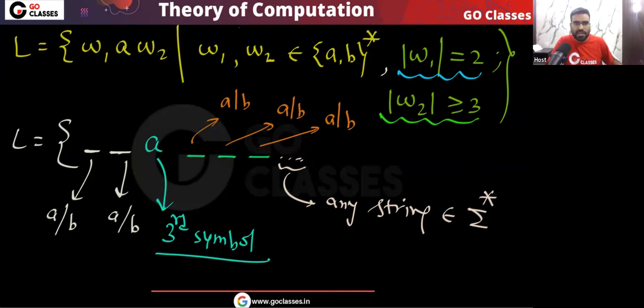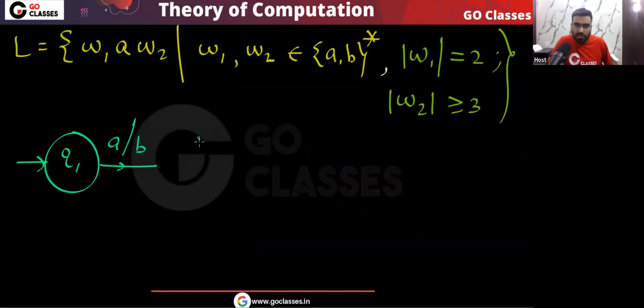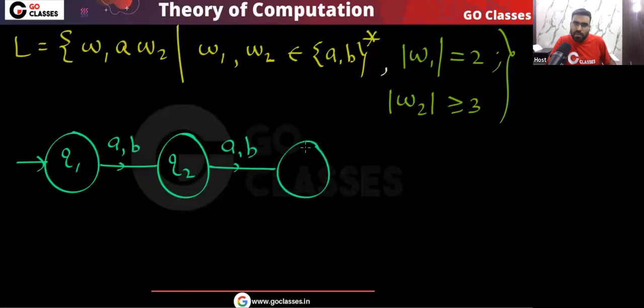Now, once you understood this idea, you can easily create the DFA. So the DFA will be like this. This is the initial state. In the initial state, remember, the third symbol must be A. The first symbol can be A or B. Let me call the initial state Q1. In the initial state, either A can come or B can come. I don't care. Remember the second symbol can be A or B.